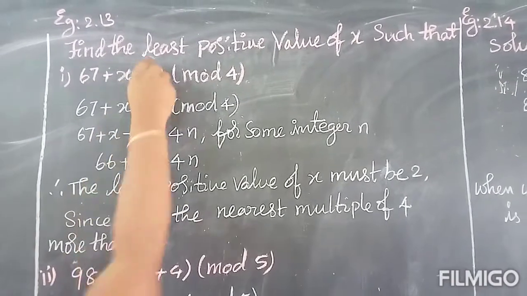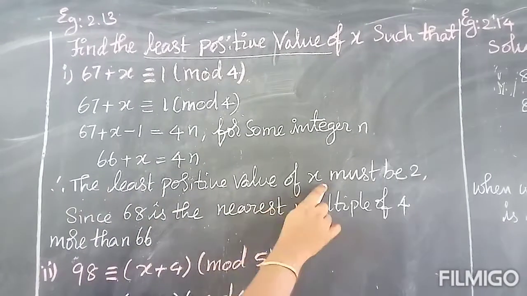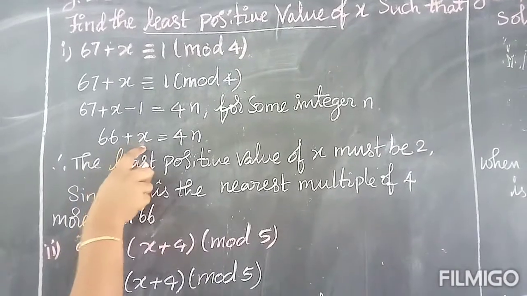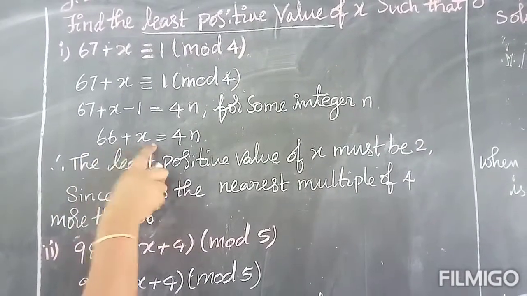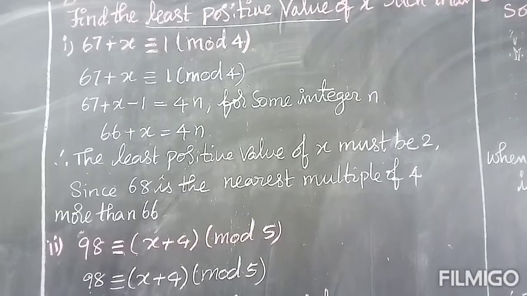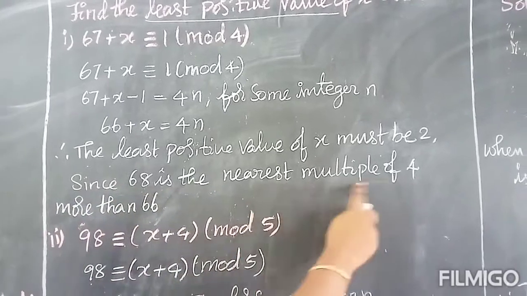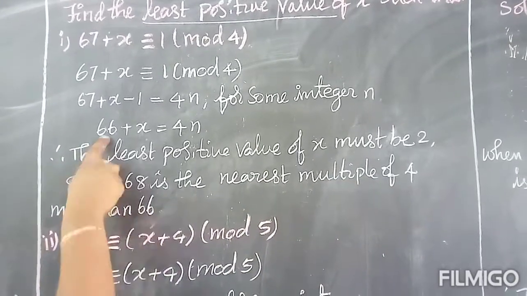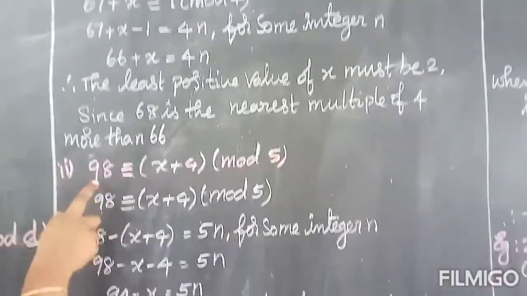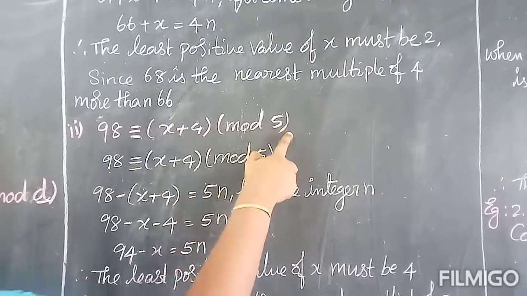So they ask for the least positive value. Therefore, the least positive value of x must be 2. If you substitute x as 2, you will get 68. 68 is divisible by 4 and it is the nearest multiple of 4. Isn't it? Therefore, write: since 68 is the nearest multiple of 4 more than 66. Is it clear? So next, the second one, 98 is congruent to x plus 4 mod 5.